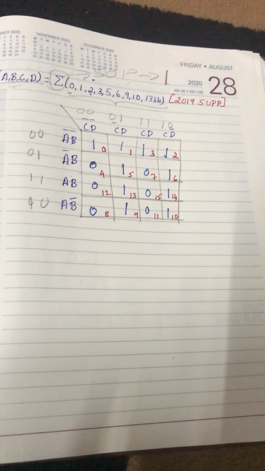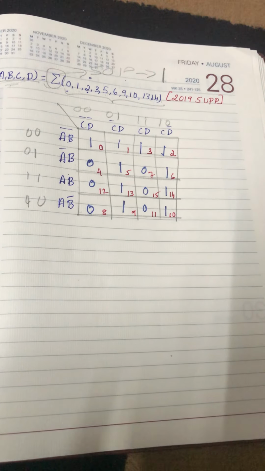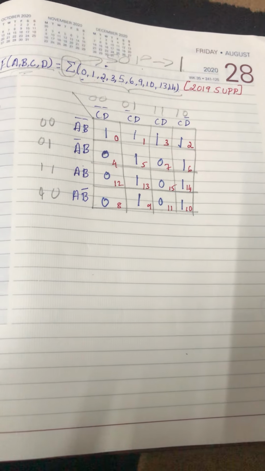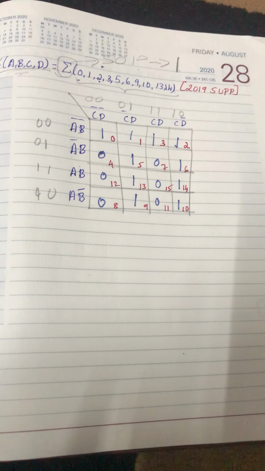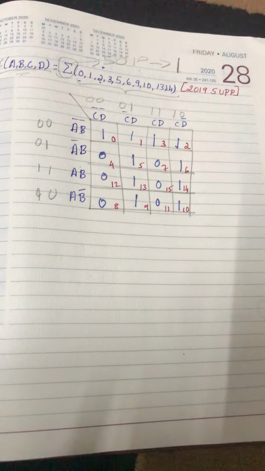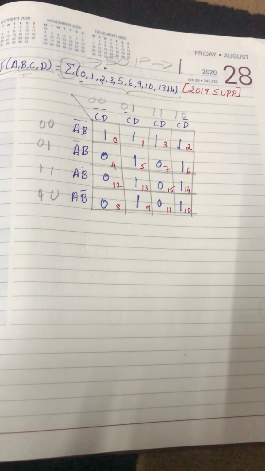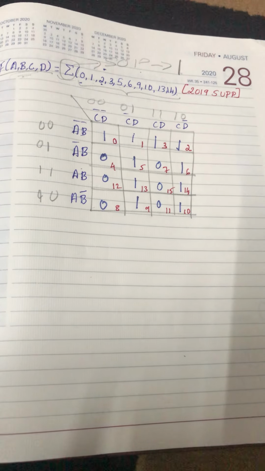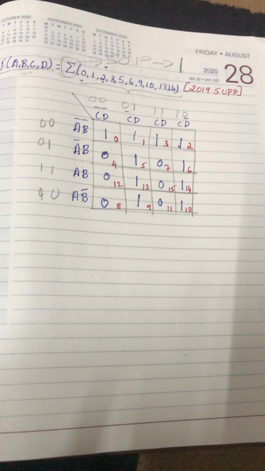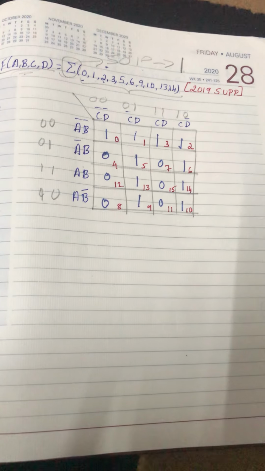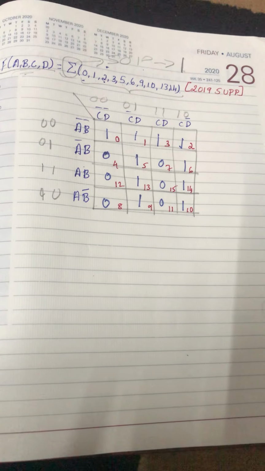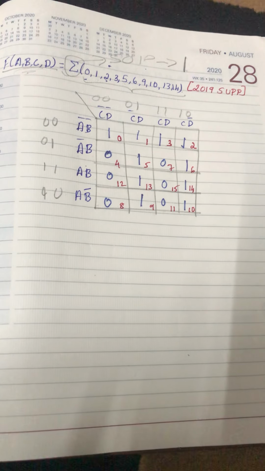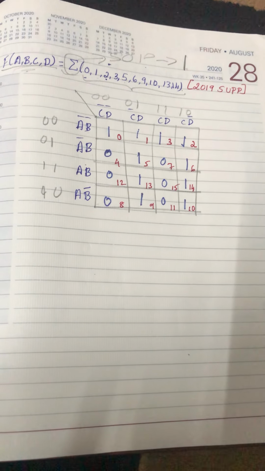Next step is grouping. In grouping you need to remember, the first step is to check whether any octal is present. Octal is 8 ones. If you don't find any octal, then the next step is quad. Quad means 4. Check whether you have 4 ones. If it is 4 ones, you are going to group it. Next, go with pair. Pair means 2 ones together, one after the other. Next, go with a single or overlap. That is the rule.